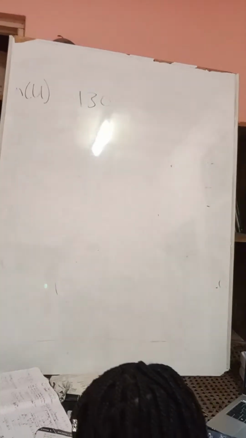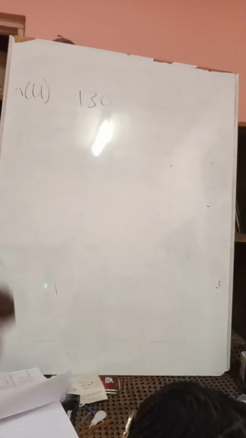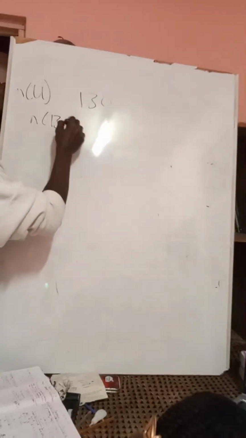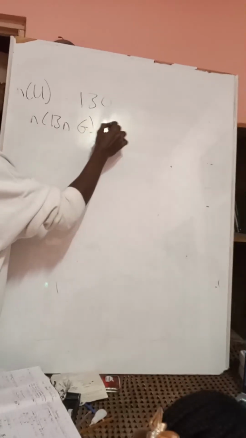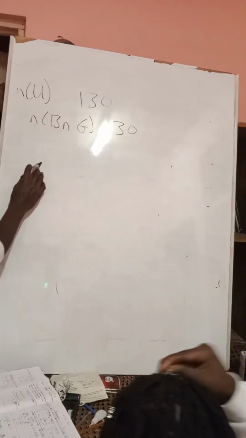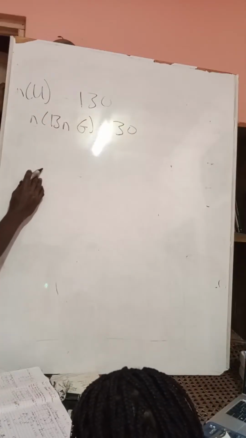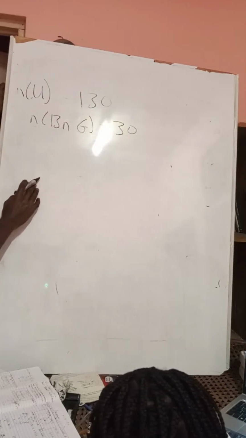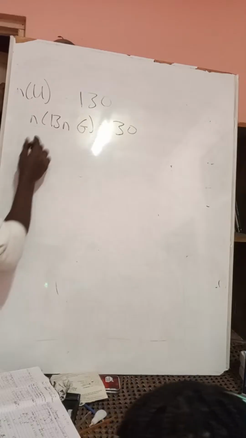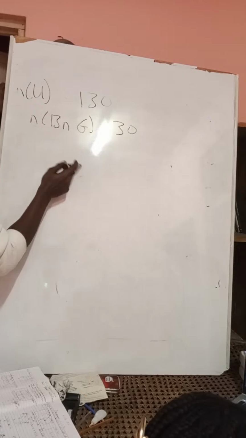Okay, so let's go. How many like beer? It was revealed that 30 liked both drinks, so that's beer and Gilda. Beer and Gilda equals 30. Then 10 liked neither beer nor Gilda.